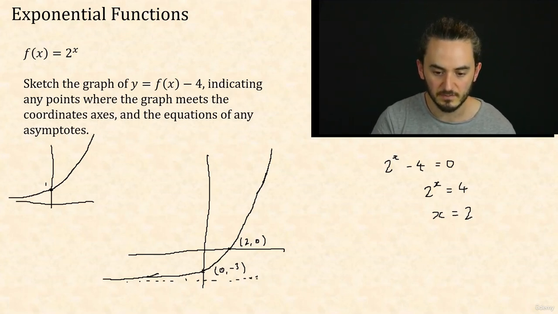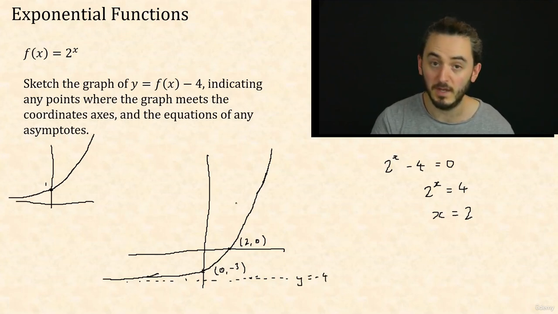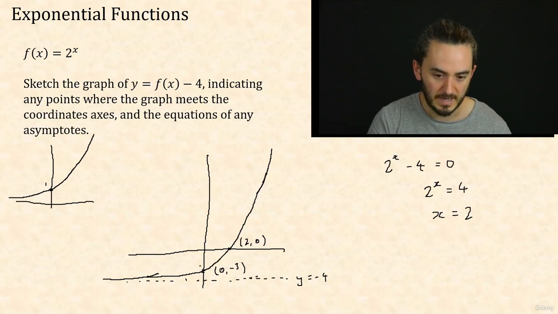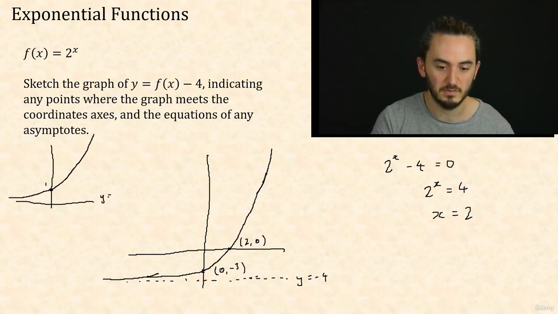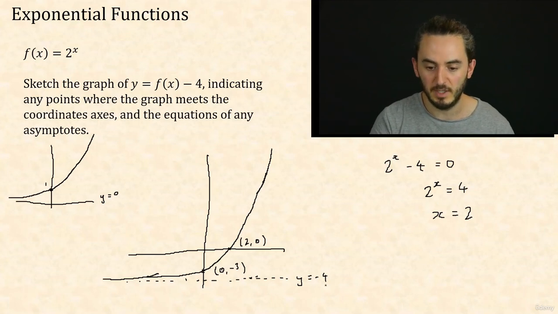Now the equation of this asymptote here is just y equals -4. It's a height of -4, and that's what our graph flattens out to. It used to flatten out to the x-axis, which is y equals 0. Now it flattens out to y equals -4. All right, one more question.